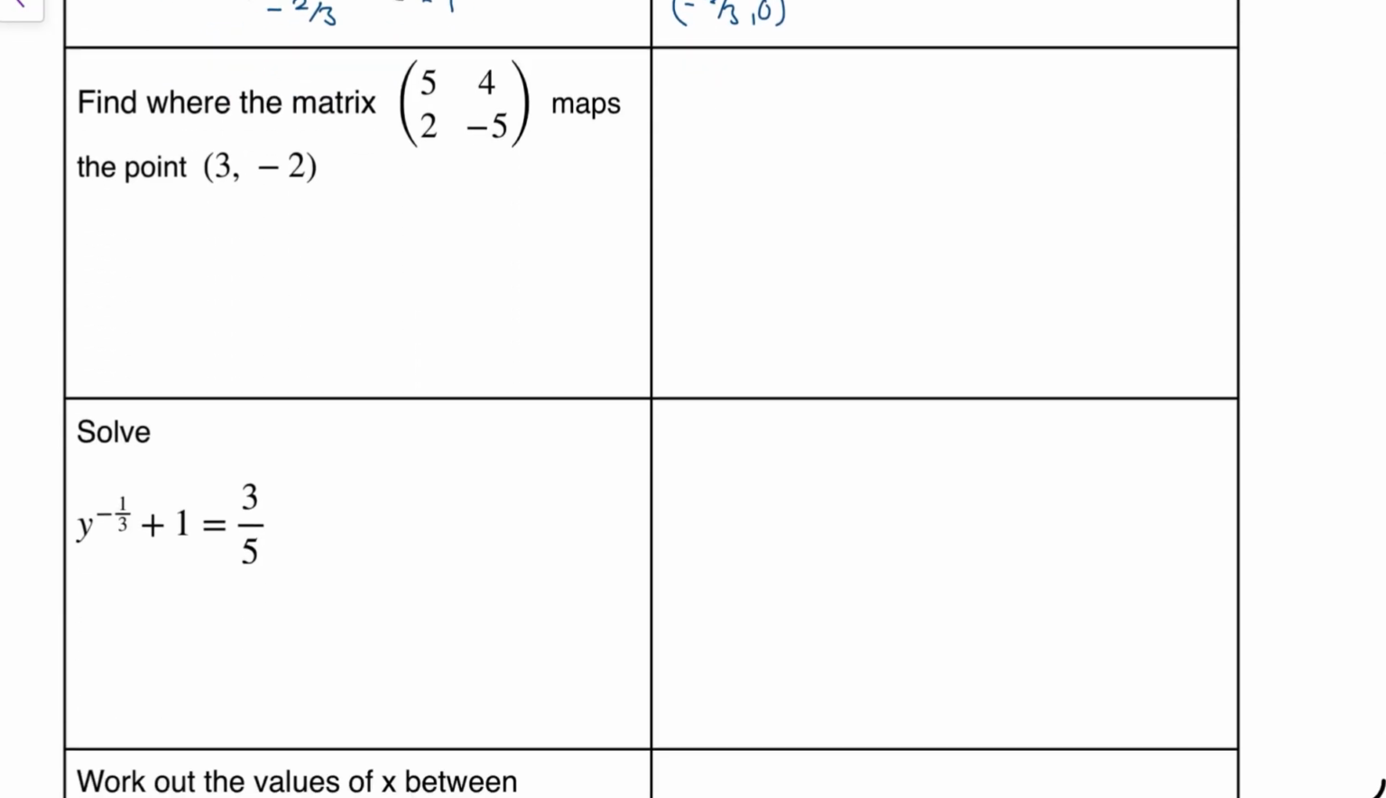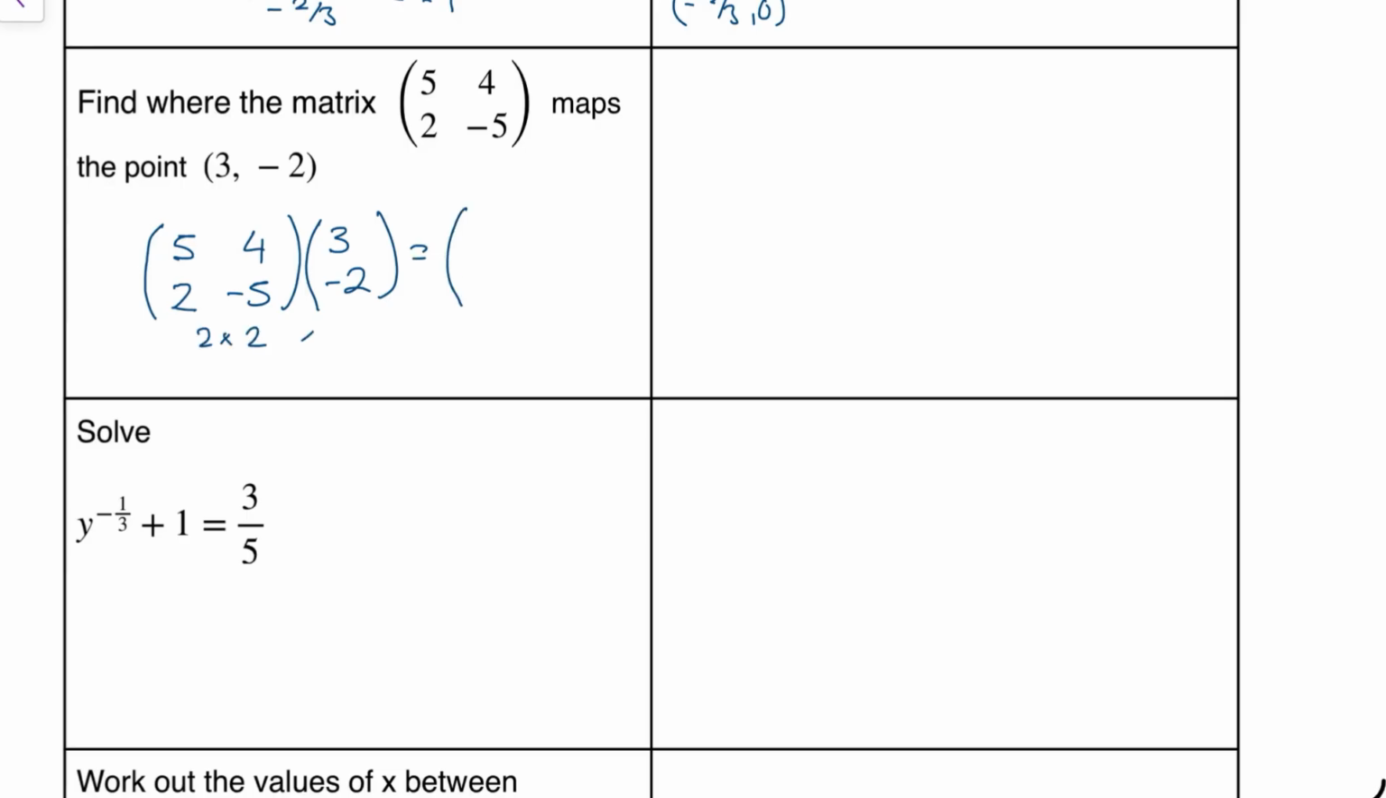Next question. Find where the matrix, this maps onto the point. Oh, sorry, maps the point, not maps onto. That would be back to front. So in other words, I'm basically just doing the transformation matrix 2, 5, 4, 2, minus 5 onto the point 3, minus 2. In other words, I'm just doing some matrices.